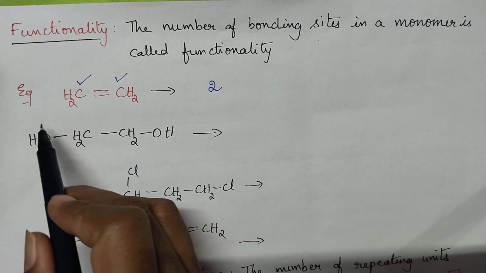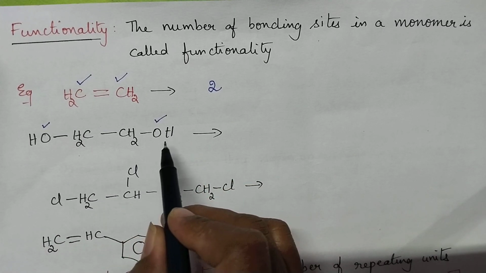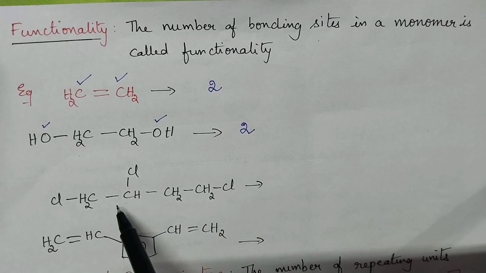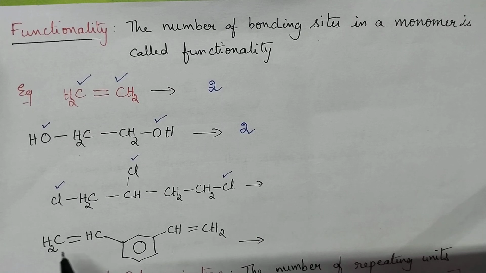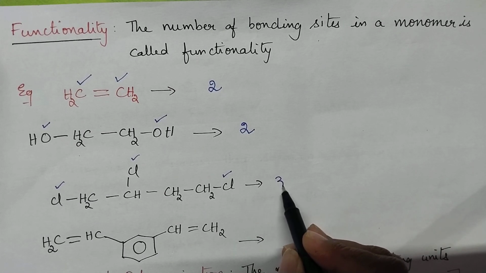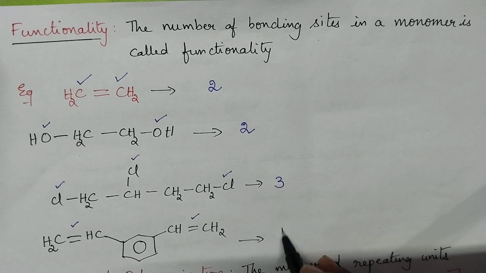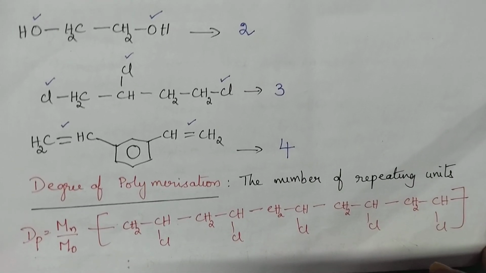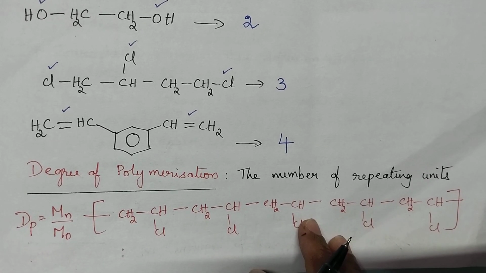Coming to the glycol, here also two active functional groups are present and hence this monomer is also having two bonding sites and hence the functionality is 2. Coming to this example, here three active functional groups are present and hence the functionality is 3. Coming to the last example, here two double bonds are present and hence the functionality is 4. Is it clear about the functionality, students? Functionality means the number of bonding sites present in a monomer.